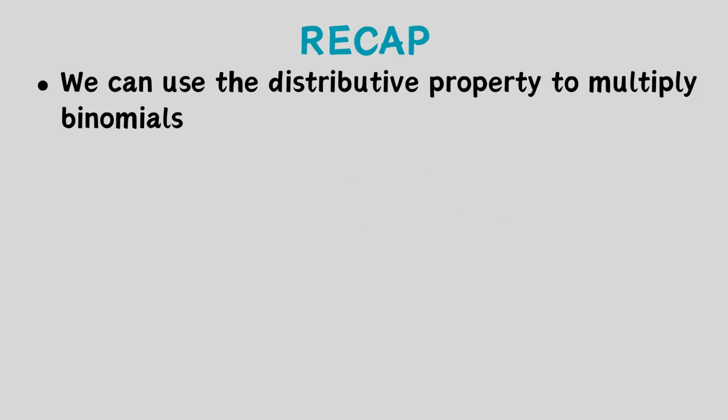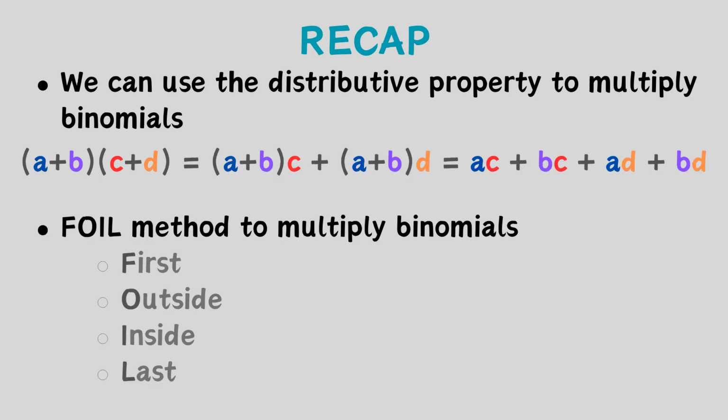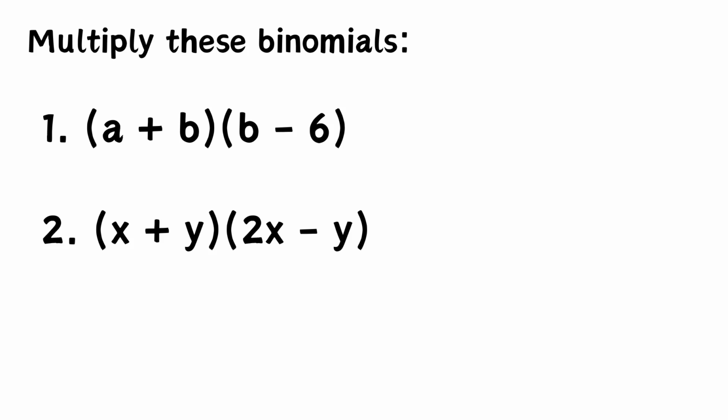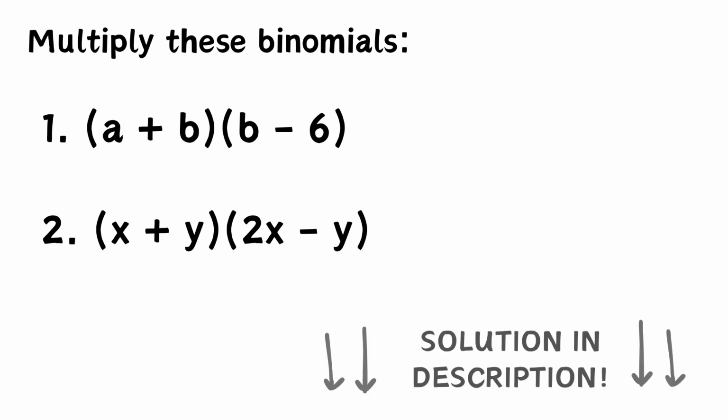In the beginning of this video, we learned how to use the distributive property to multiply binomials. We also learned the FOIL acronym, which helps us multiply binomials. This acronym tells us which terms to multiply. First, outside, inside, last. So now you know how to multiply binomials. Want to test your skills? Try these binomial multiplications on your own. The solution can be located in the description.